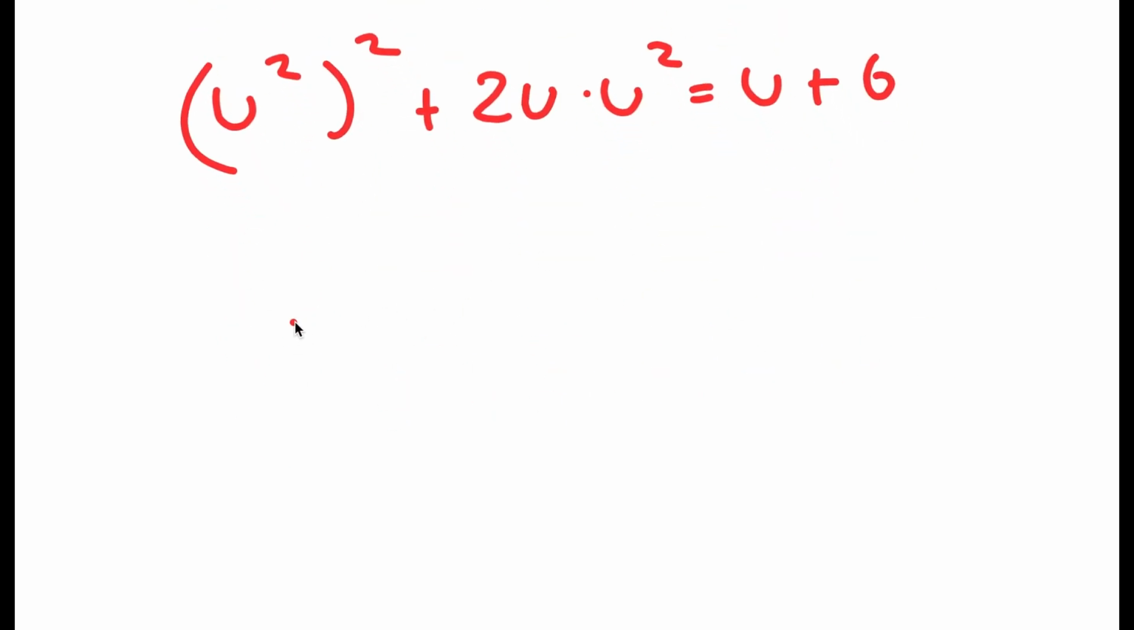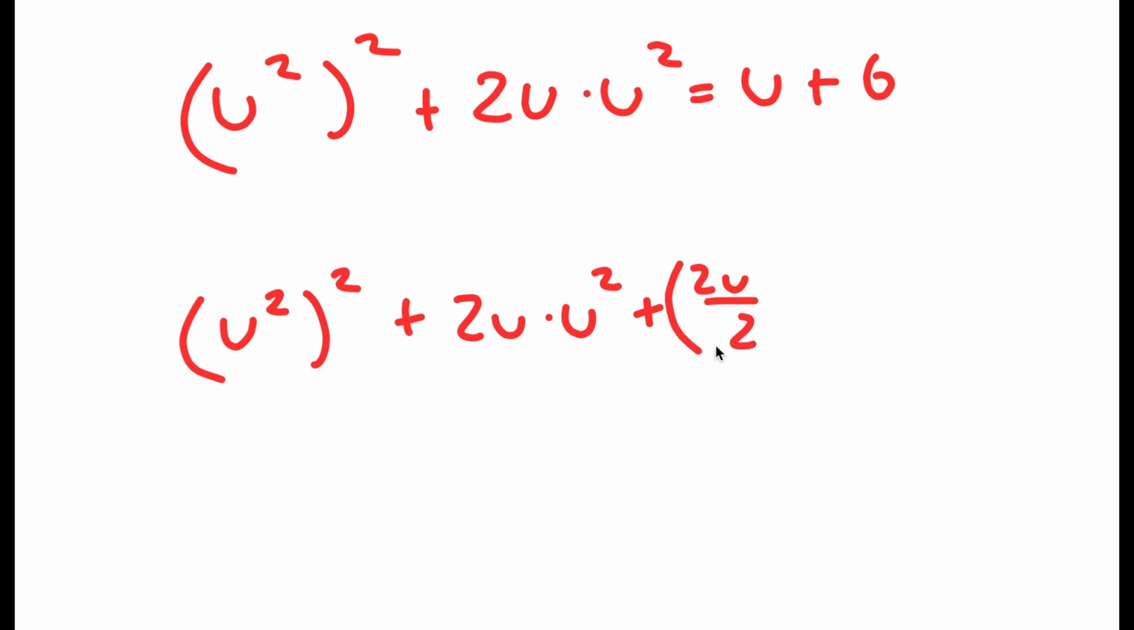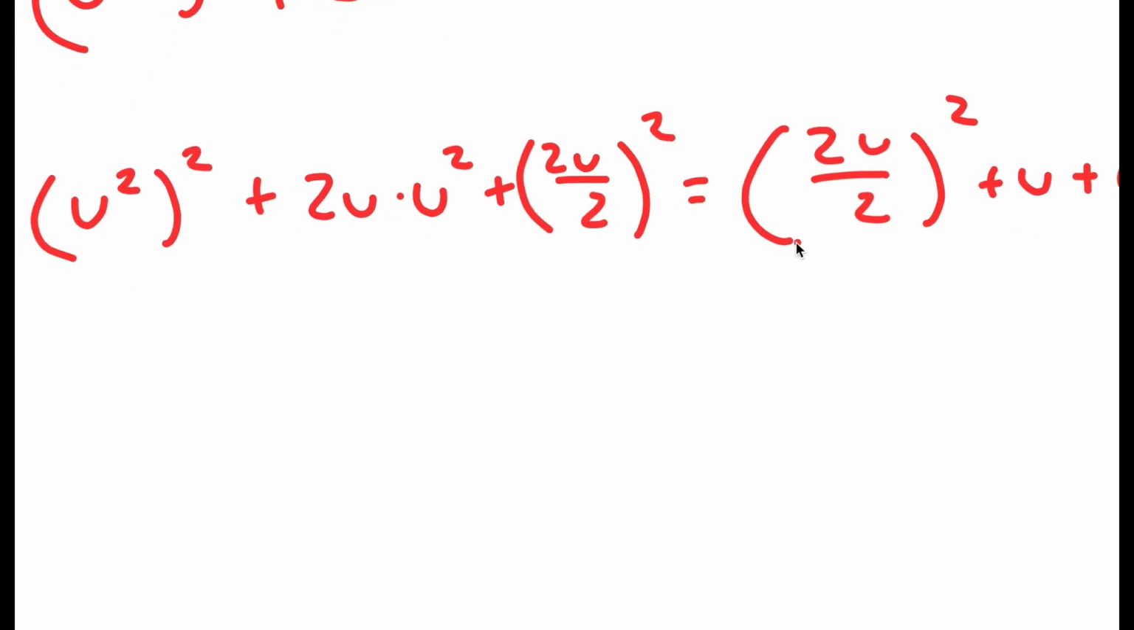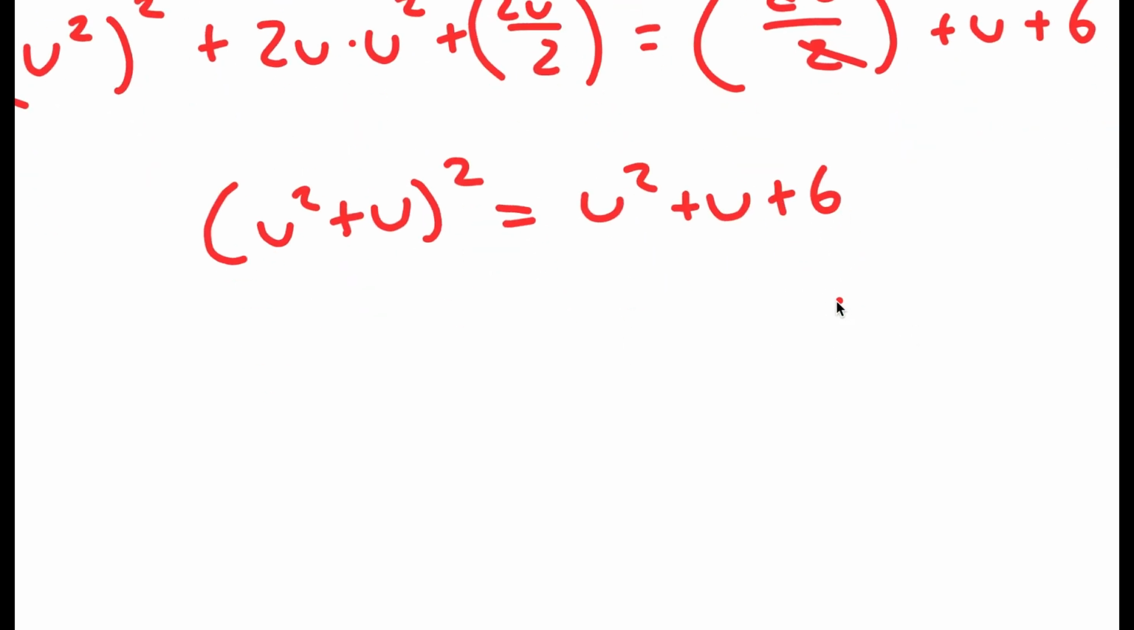So now I get u squared squared plus 2u times u squared plus 2u over 2 squared is equal to 2u over 2 squared plus u plus 6. And this is all equal to, these two cancel out to just get u. And this right here is the same thing as u squared plus u, squared. So this is equal to u squared plus u plus 6.